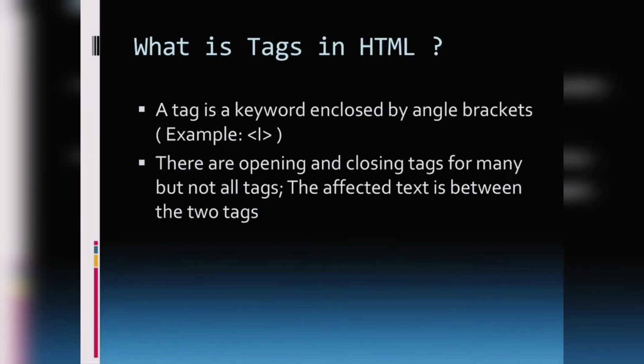What are tags in HTML? A tag is a keyword enclosed by angle brackets. Example: <i>. There are opening and closing tags for many but not all tags. The affected text is between the two tags.